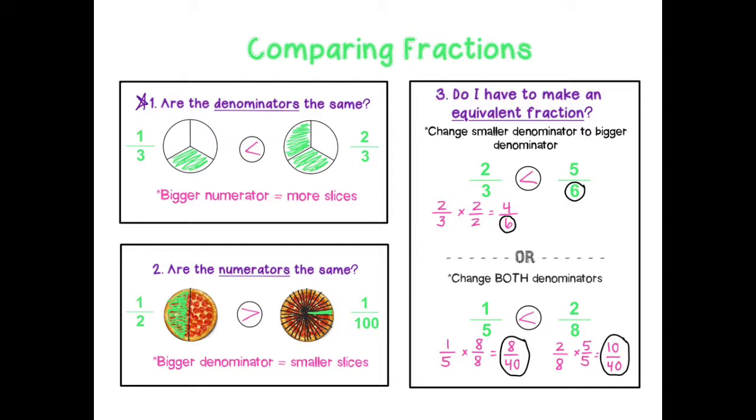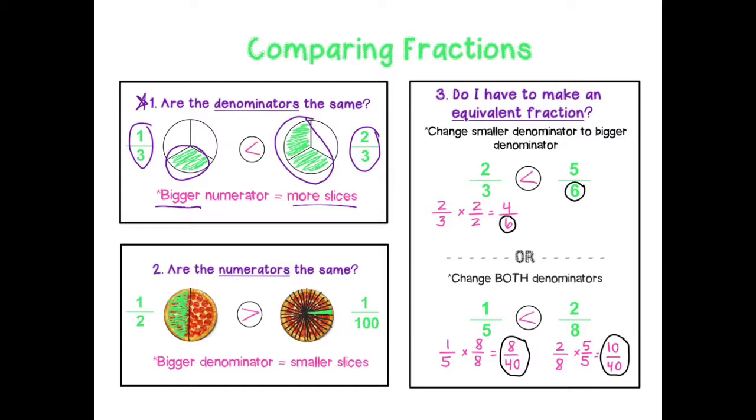Now remember, the denominator is our part in the bottom. So if we have the fraction 1/3, that means our whole is cut up into 3 equal parts, and one of those parts is shaded. We're comparing that to the fraction 2/3. Our whole is still split up into 3 equal parts, but this time we have 2 parts shaded. So since the denominators are the same, the bigger numerator means we're going to have more slices. So 1/3 is less than 2/3.